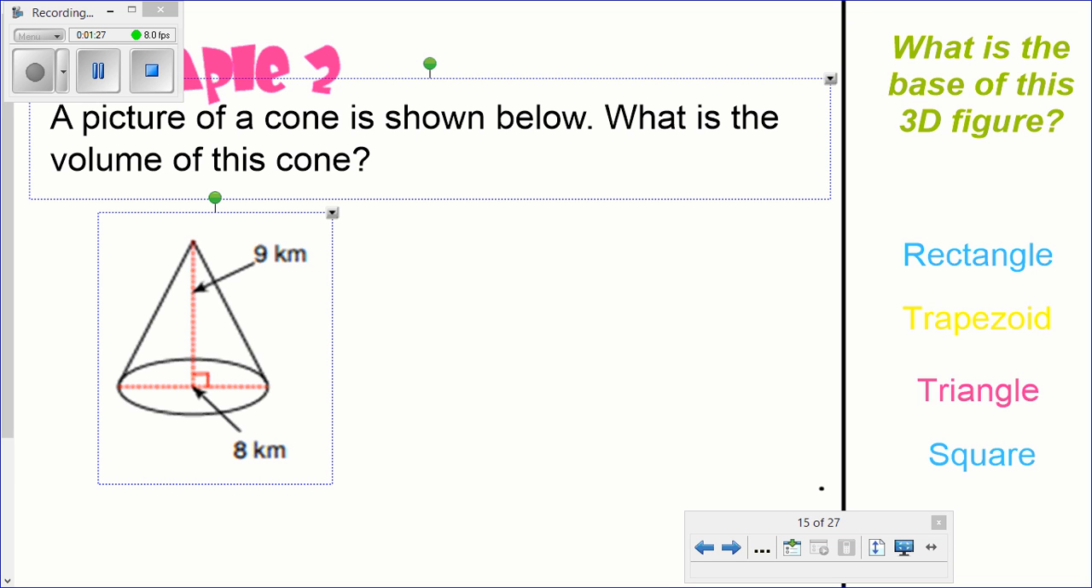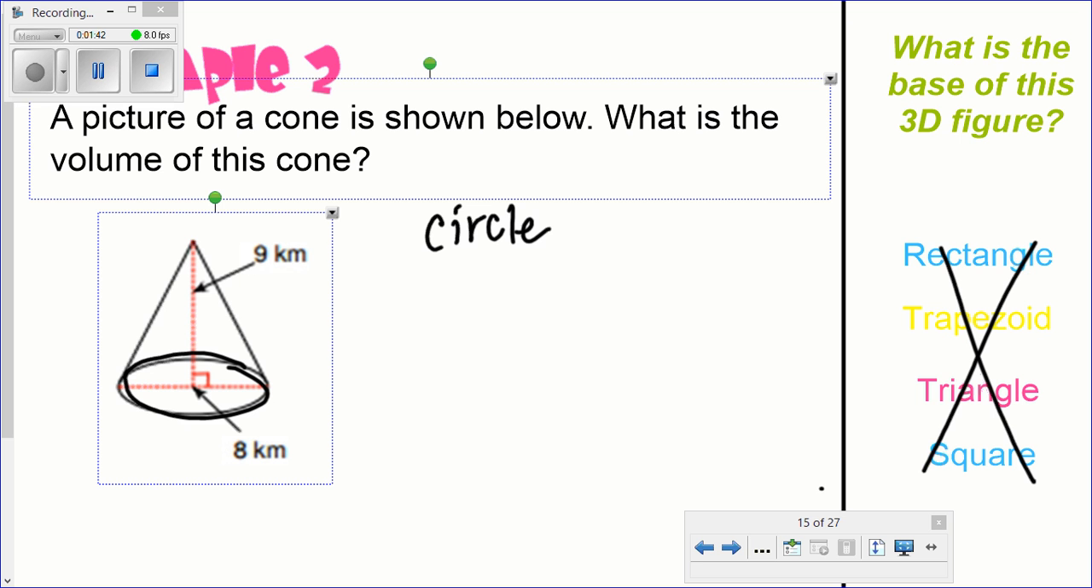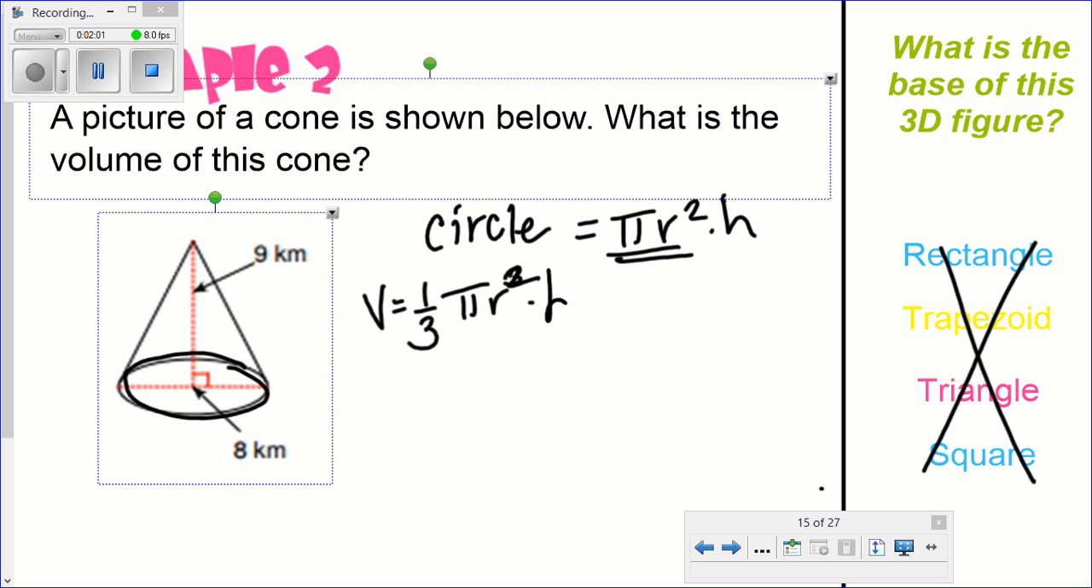Alright, so what is the base of this 3D figure? And I don't have the right choices over here, so don't look. We're looking over here. What is this base? Hopefully you said circle. And we already know that circles involve pi r squared. The circle part involves that pi r squared. That's how we find the area of that circle. And the volume of this cone is going to include 1/3 of that area times the height.